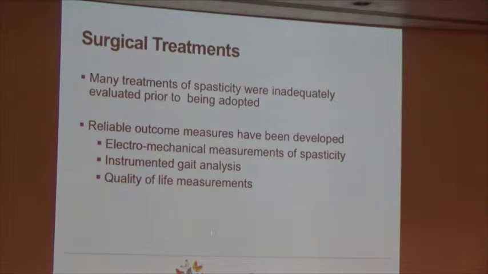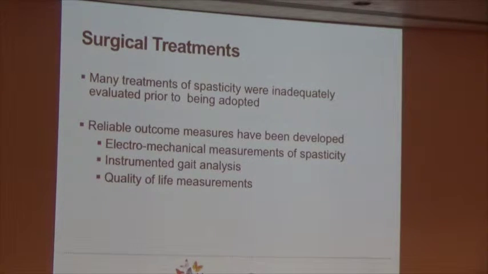Now, many treatments, however, this is sort of the depressing slide. Many treatments of spasticity were inadequately evaluated prior to being adopted, meaning there were non-regimented ways of looking at outcomes, non-regimented ways of defining who gets physical therapy afterwards and who gets physical therapy before, and how you end up choosing and defining your patients and what their motor function is.